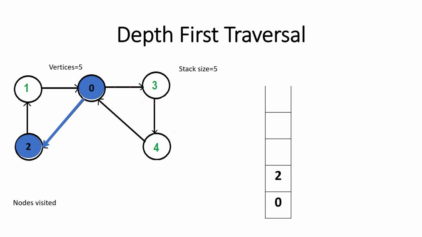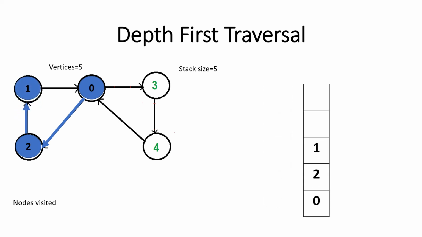Now see the adjacent vertices of the current vertex 2 which is on top of the stack. The current vertex 2 has vertex 1 as an adjacent vertex. Visit vertex 1 and push it onto the top of the stack.